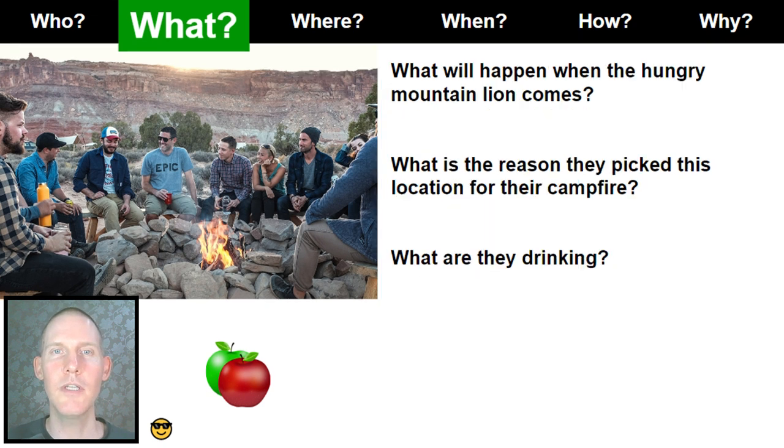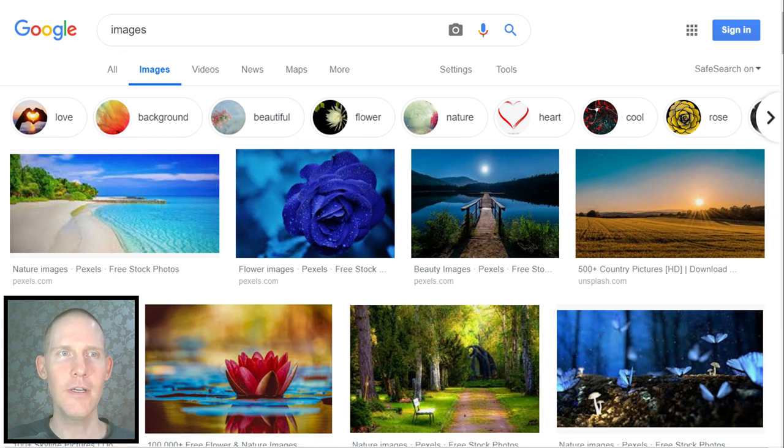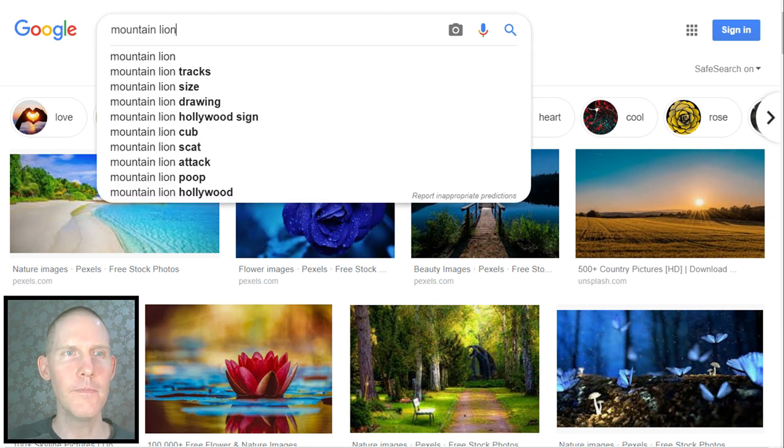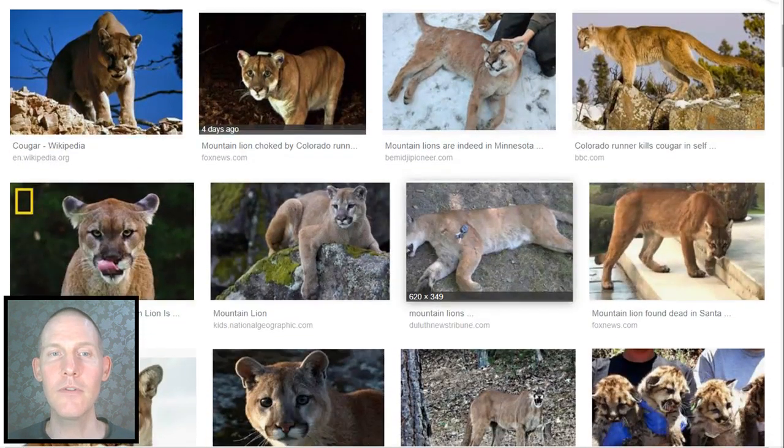Right. Okay. Let's see. We're also on the second group of what. And if you guys have more what questions, put them in. And if I have space, I will put them on here. What will happen when the hungry mountain lion comes? Do you guys know what a mountain lion is? Because it's a little bit different than a lion that's like in Africa. Let's see. I can use Google image search. Aha! Here we are. Let's put in mountain lion. Mountain lion. Okay, so these are mountain lions.